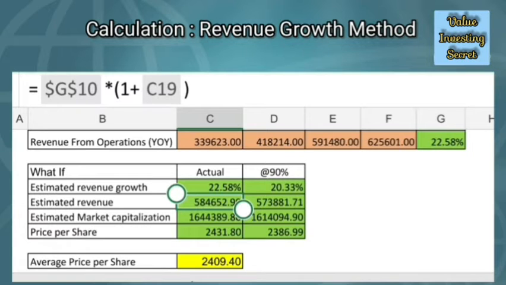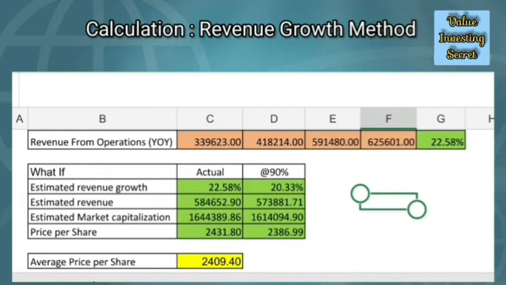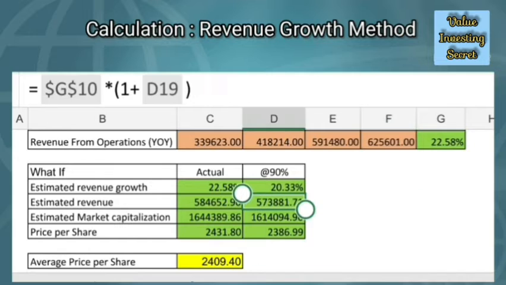For actual CAGR, the estimated value of revenue will be 5,84,682, and for 90% of CAGR, it will be 5,73,881 rupees. Of course, the values are in crores.